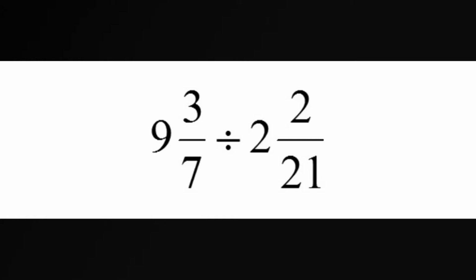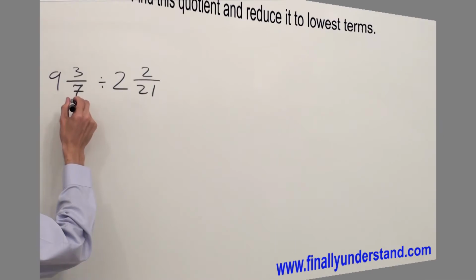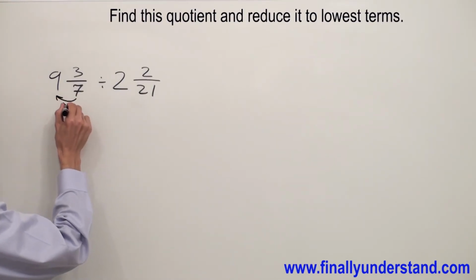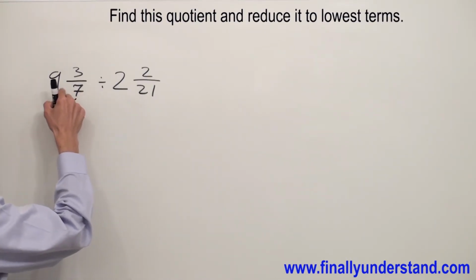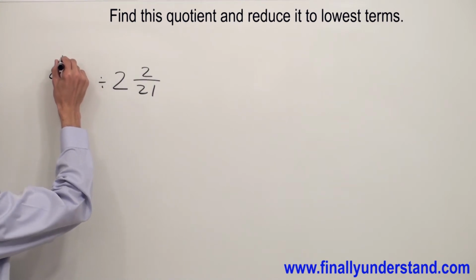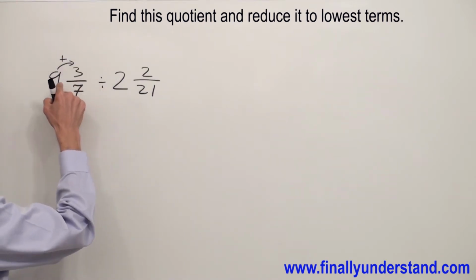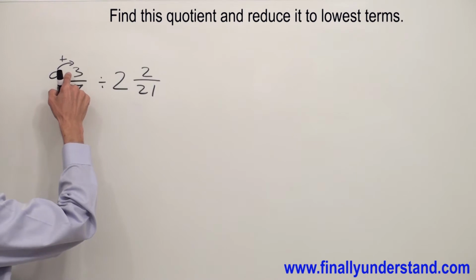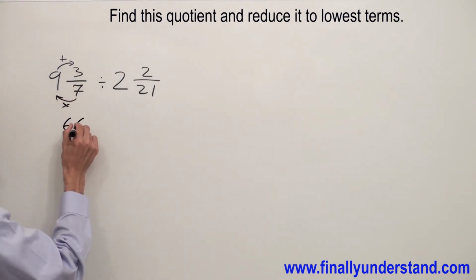Let's take a look at this example. We have to convert mixed numbers to the improper fraction. Remember, we have to multiply denominator by the whole number, and the result we have to add to the numerator. 7 times 9 is 63, plus 3 is 66.